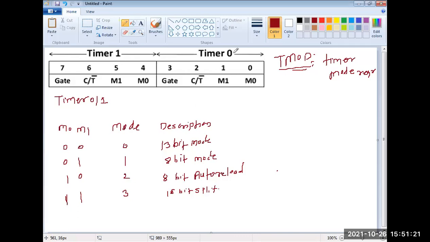And for both timer 0 and timer 1, the bits are the same, repeated. That's why it is written for both cases, timer 0 and timer 1.